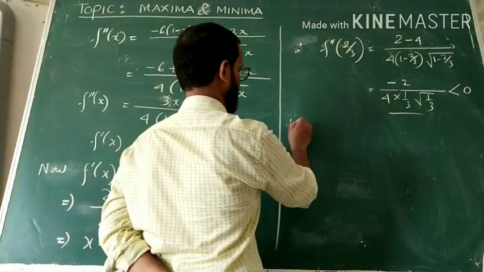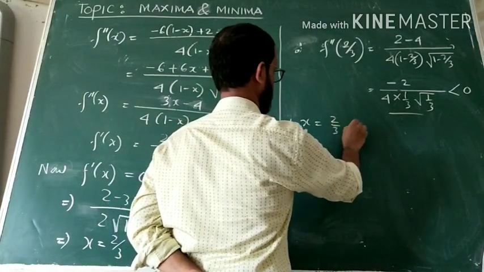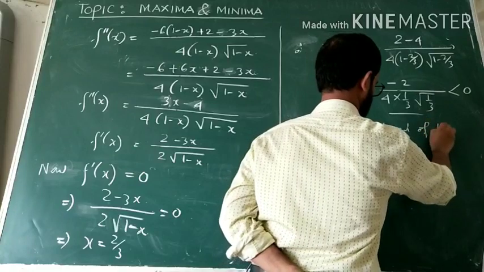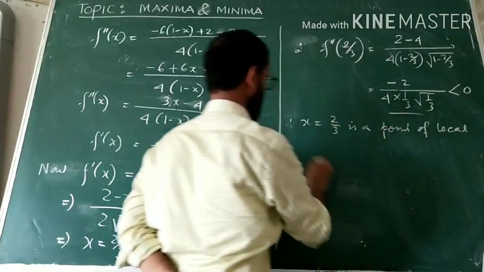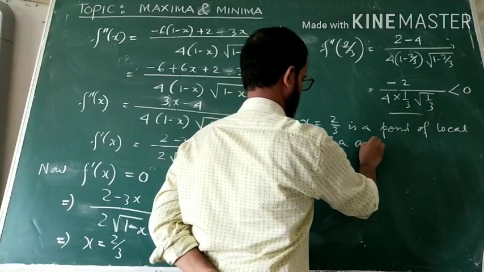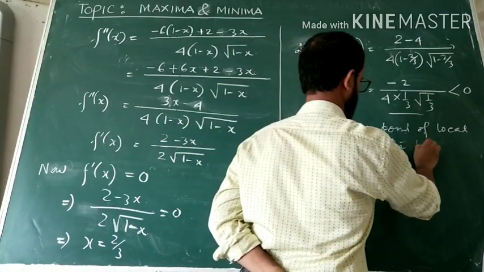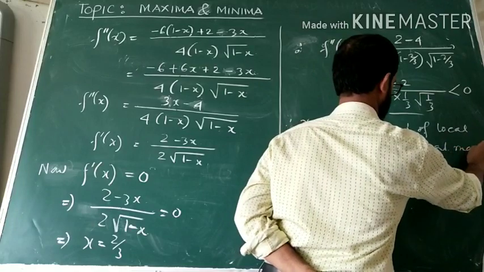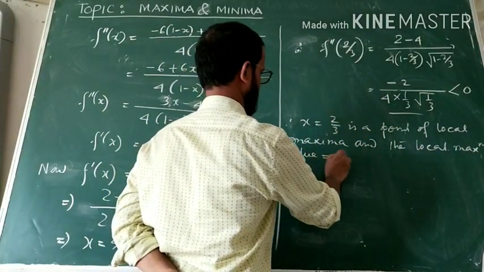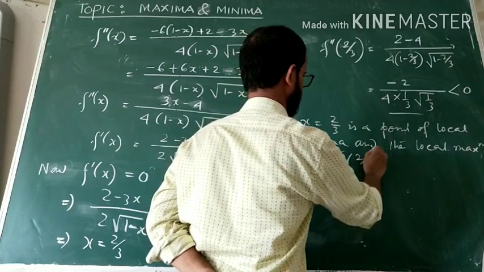So therefore you can say x is equal to 2 by 3 is a point of local maxima, and the local maximum value is equal to f of 2 by 3.